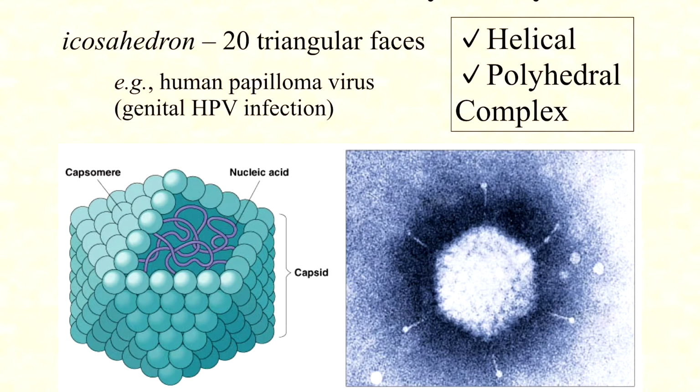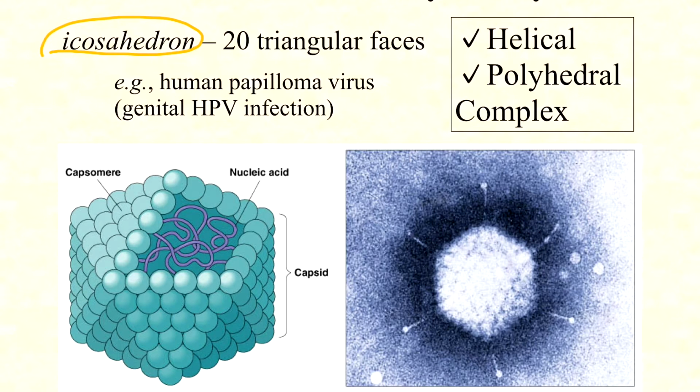Now, if you remember from like 7th grade geometry, polyhedron means these multi-sided geometric shapes. The most common polyhedron that we see is the icosahedron, which has 20 triangular faces. Maybe you've seen those 20-sided dice before, right? That's an icosahedron. This is the most common capsid symmetry among viruses, at least among those that infect humans, is the polyhedron and specifically the icosahedron.